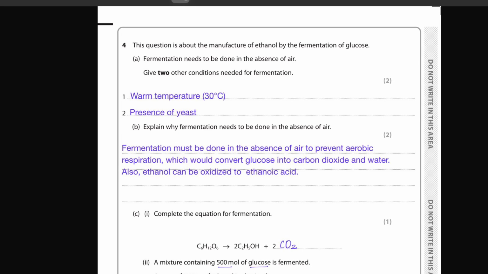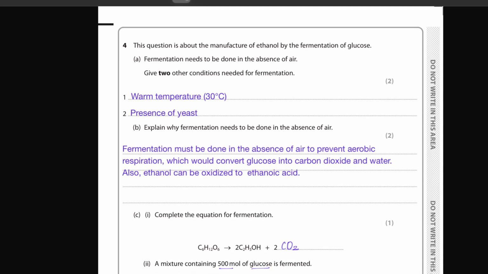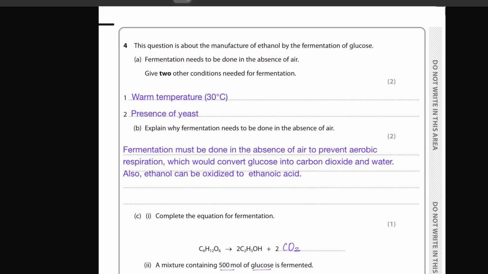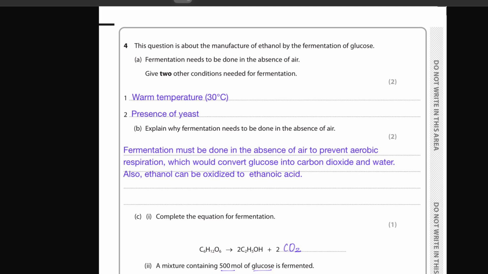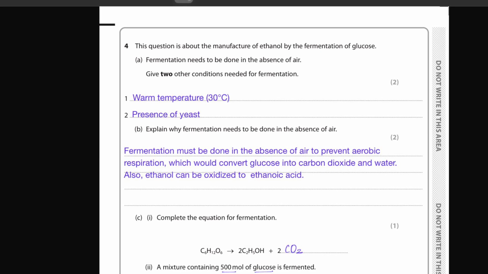Fermentation needs to be done in the absence of air. Give 2 other conditions needed for fermentation. We need a warm temperature, about 30 degrees Celsius, and presence of yeast. This is going to give the enzymes that are required for the fermentation process to take place.